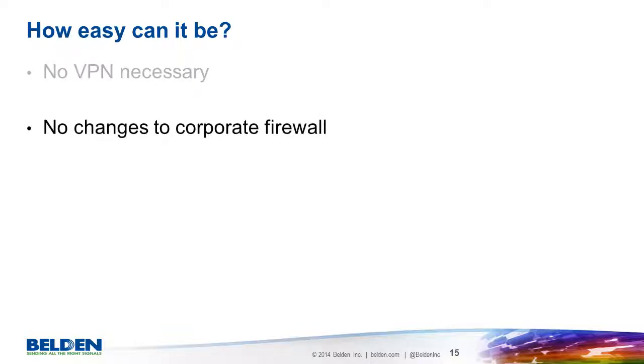Now let's consider some of the benefits of this solution. We avoided using VPNs. VPNs are technically complex and must be maintained. Also, it's often impossible to have more than one VPN client on a PC. So if you already have a VPN to access your corporate servers and email, a second VPN to your industrial network may not be possible. No changes to the corporate firewall are required.